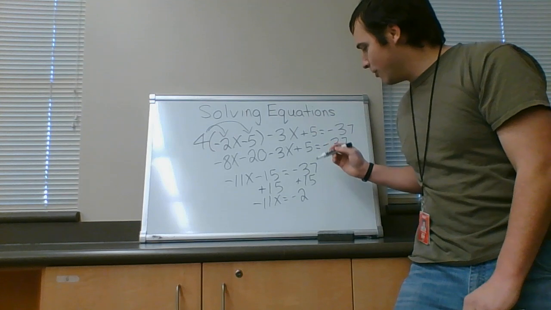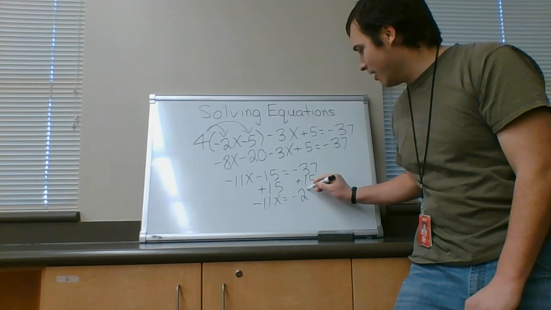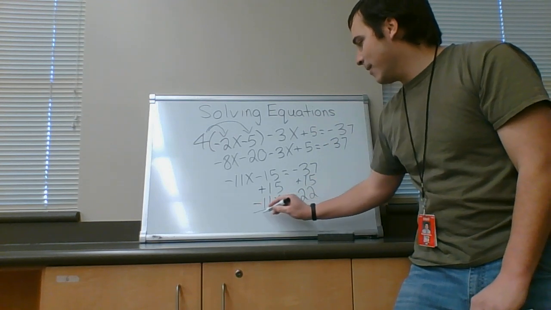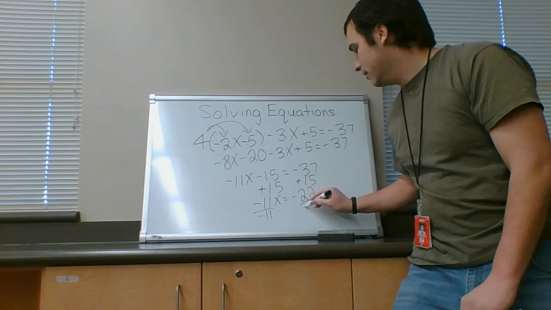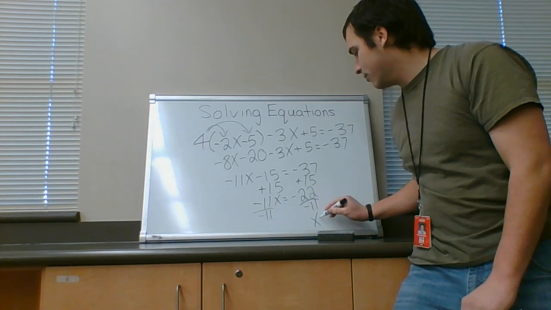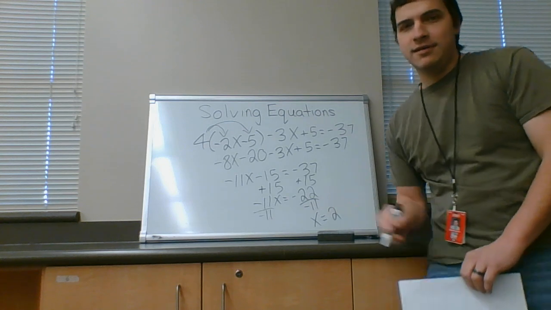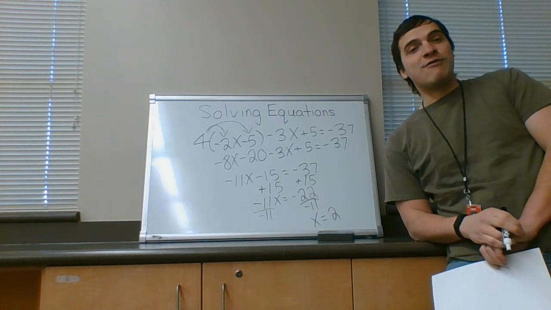Mistakes happen. There's no problem with making mistakes in math. We learn from them as long as you can fix them. Divide by negative 11. You get x equals 2. Isn't that lovely? Isn't it everything you ever wanted?